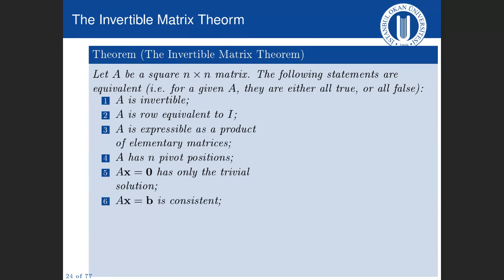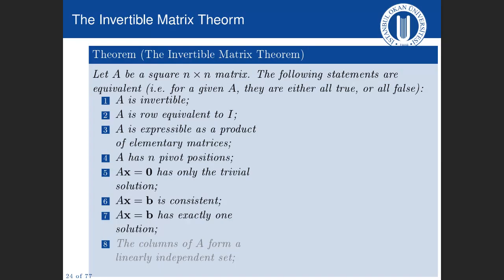And that's true if and only if AX equal to B is consistent for all B. Which is true if and only if AX equal to B has exactly one solution for all B. And the ideas in the next few I haven't taught you yet, so I'm writing them in grey. The columns of A form a linearly independent set. We didn't yet get to the idea of linearly independent sets.